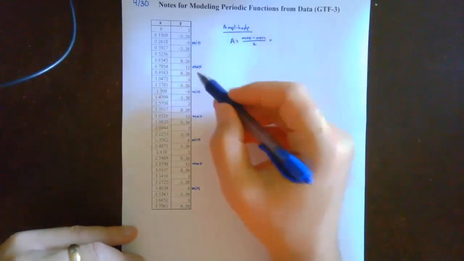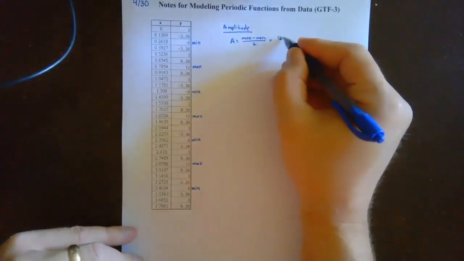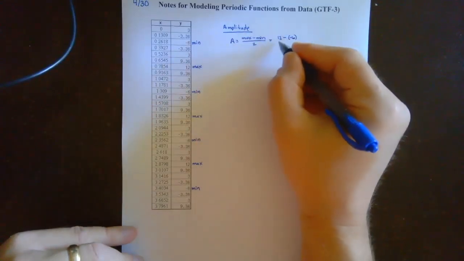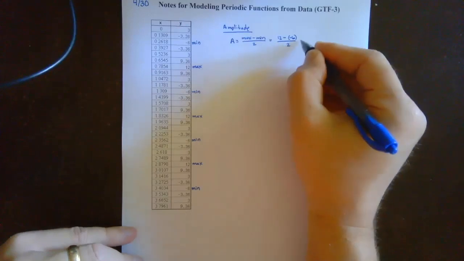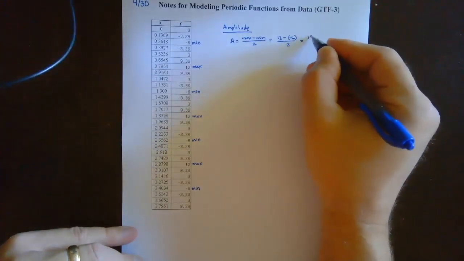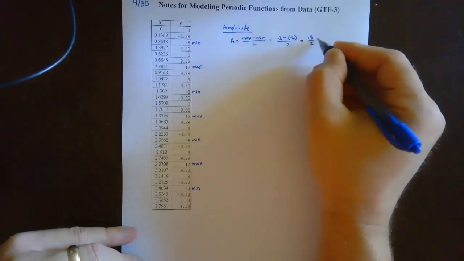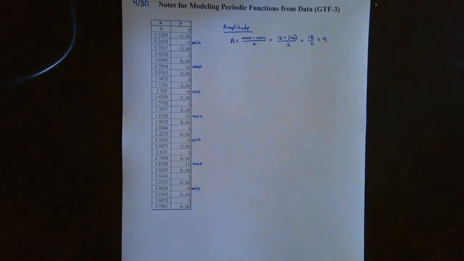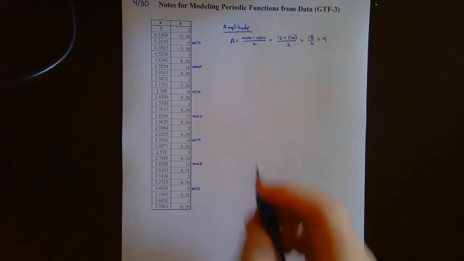Okay, so for our max, that's 12 minus negative 6, which is our min. And we're going to divide that by 2. So 12 minus negative 6, that's really 12 plus 6, which is 18 over 2, and that's 9. Okay, so our amplitude is 9. That's the vertical stretch. The cosine x is going to be vertically stretched by a factor of 9. Okay, now let's go and find our period.